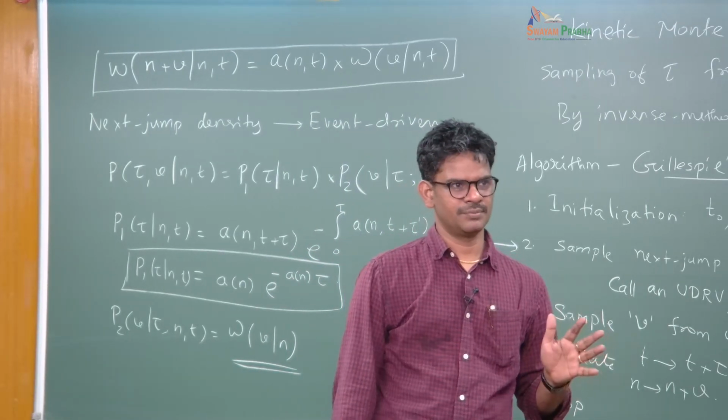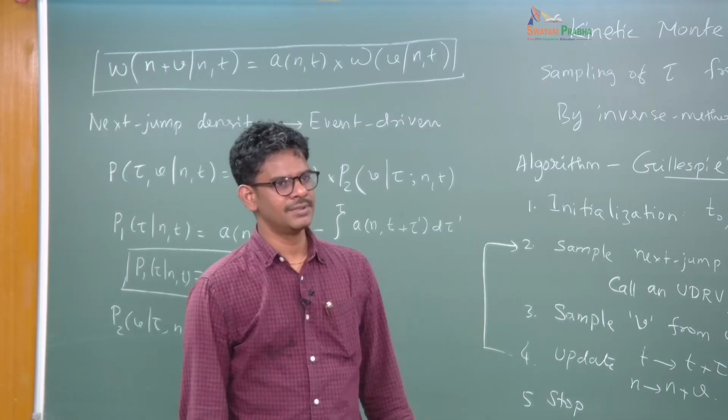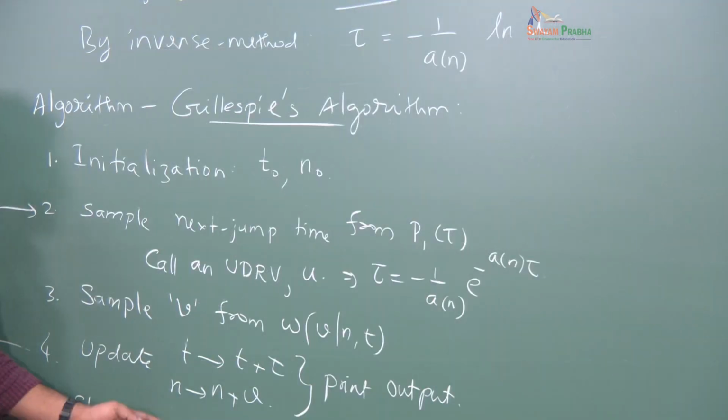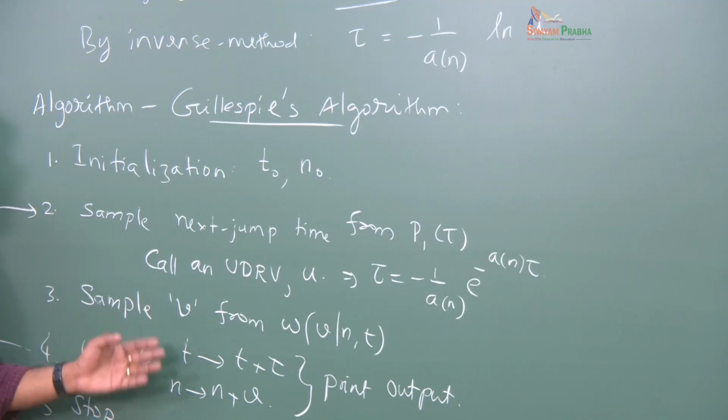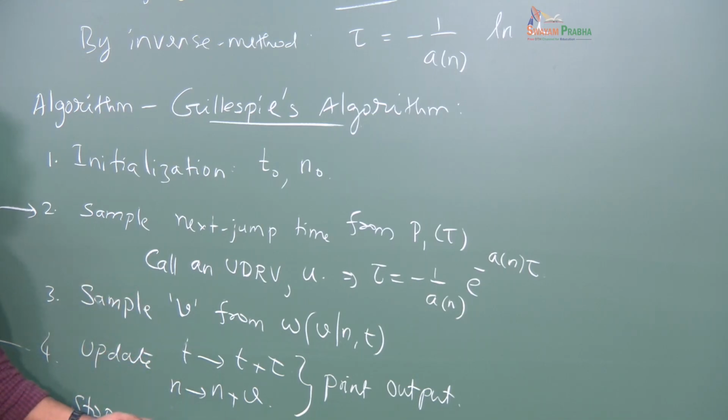Whatever we have seen is mostly single variate problems. But with this one, you can have any number of variables, n1, n2, n3. You can actually define your state with many variables. Okay, so there's no limit to it.